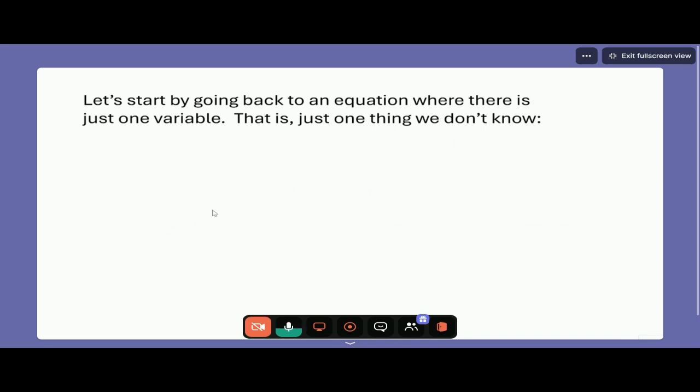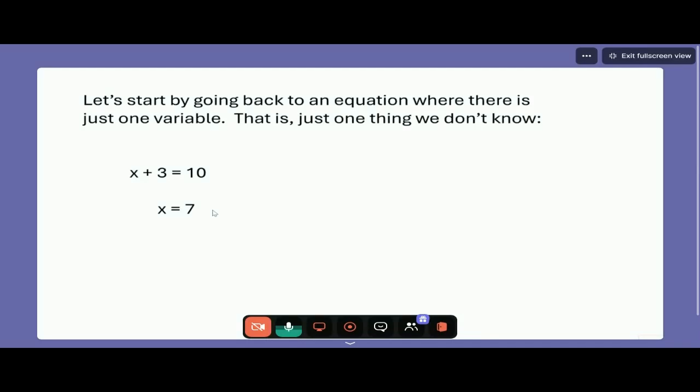So let's go back to an equation where there's just one variable. Something like that. So there's an x. We don't know what x is. We want to figure out what the value of x is that will make that equation true. I've picked a pretty simple one here, so we don't need to do a whole bunch of complicated equation solving to see that x equals 7 is the number that's going to make that true, right?